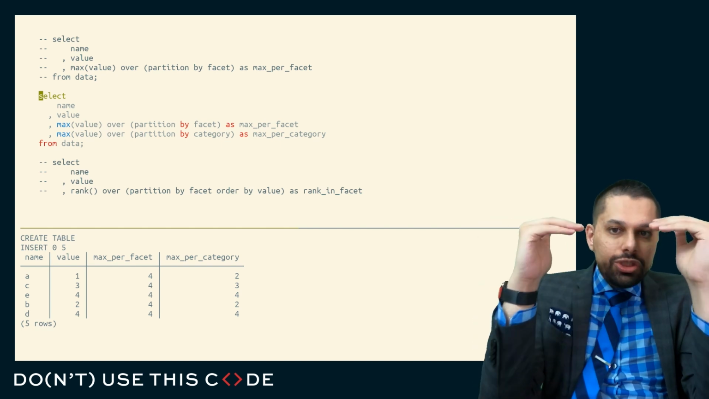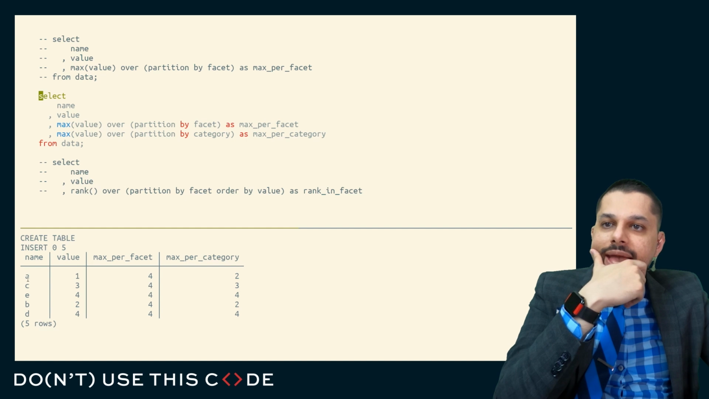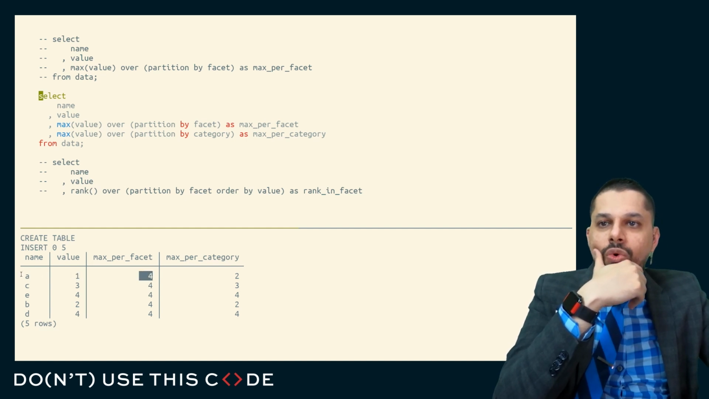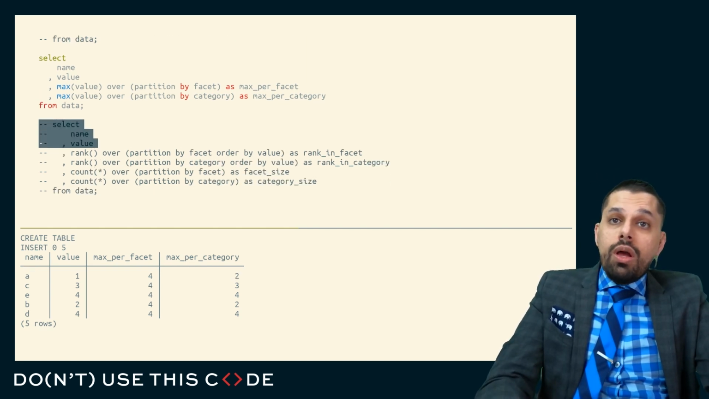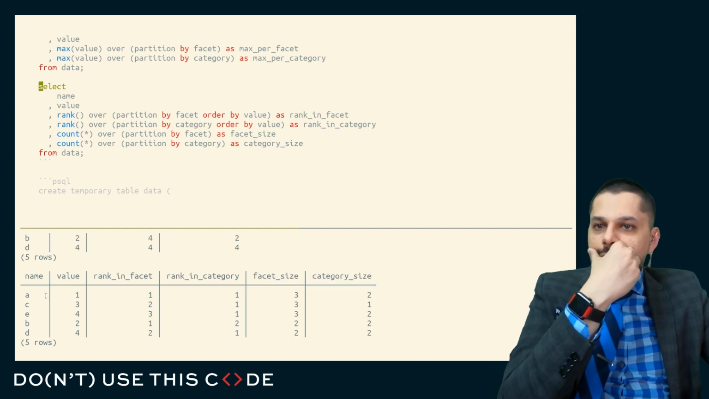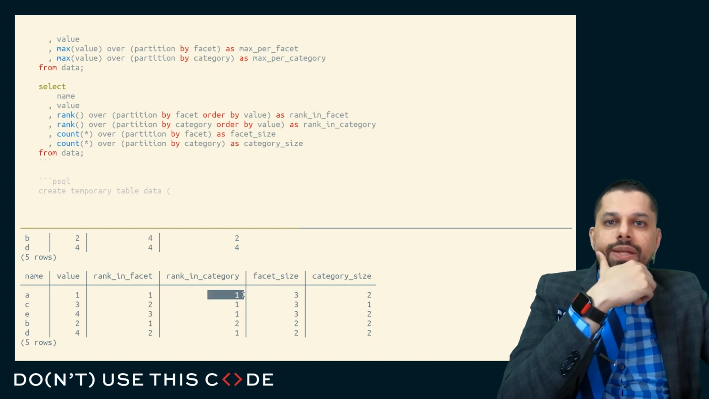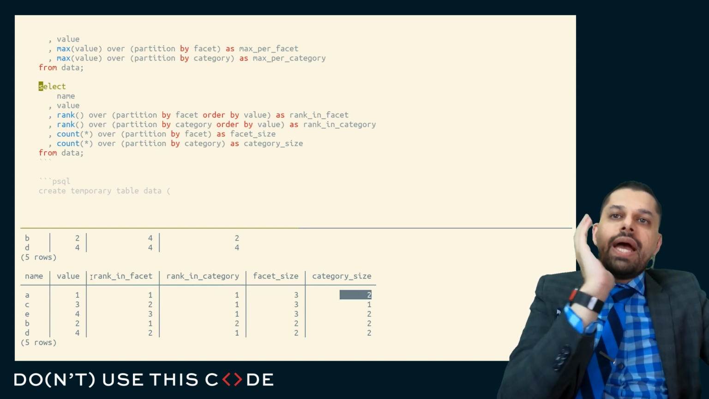But here, what you actually want is to preserve the shape of the original data and to say A has this value, and this is the maximum value for whatever facet A is in. This is the maximum value for whatever category A is in. Or what you might want to do is rank these. You might want to say, well, A has this value, and it's the number one value in its facet and the number one value in its category, and there's 3 elements in the facet and 2 elements in the category, and so forth and so on.